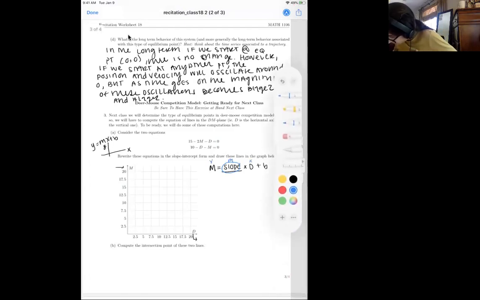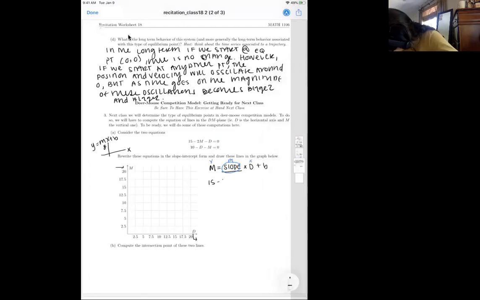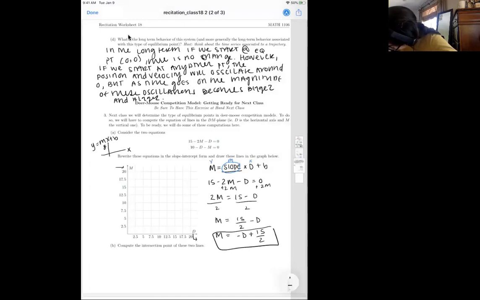We just need to change this equation so that we can write it in this form. So we have 15 minus 2m minus d is equal to 0. We're essentially just going to solve for m. So adding 2m to both sides, 2m is equal to 15 minus d, right? And then we divide both sides by 2. And we have m is equal to 15 over 2 minus d, which means m is equal to minus d plus 15 over 2. So this is one of the equations we get, and specifically from this one. And then we need to do the same thing for this equation. So let's go ahead and solve for m.